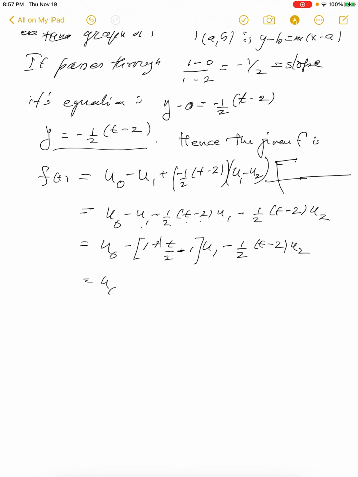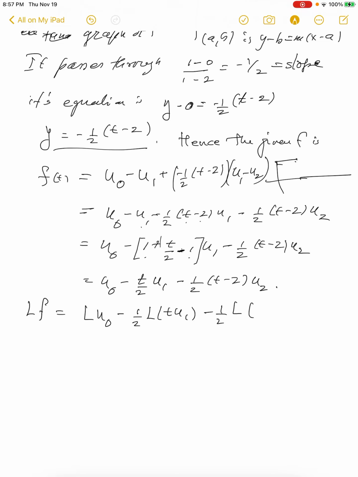Good. So this becomes u0, 1 and minus 1 cancel, minus t by 2 u1 minus half t minus 2 u2. Now I take the Laplace transform of f. So this is L of u0 minus half, we can move out, L of t u1 minus half you move out, L of t minus 2 u2. Now you want to apply the formula.